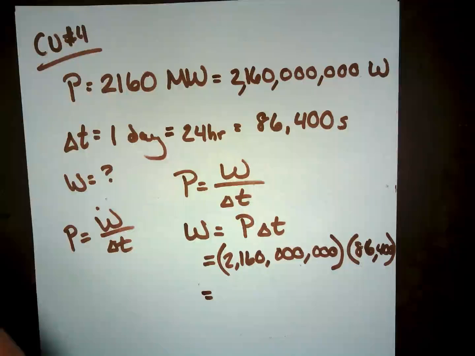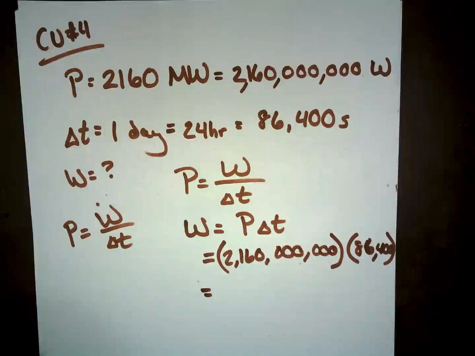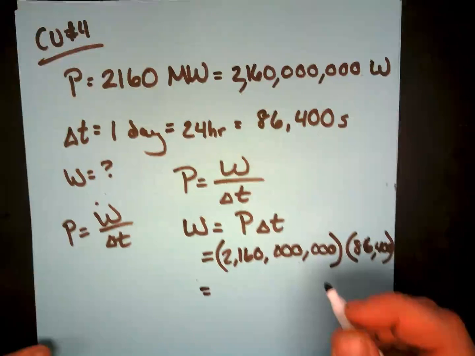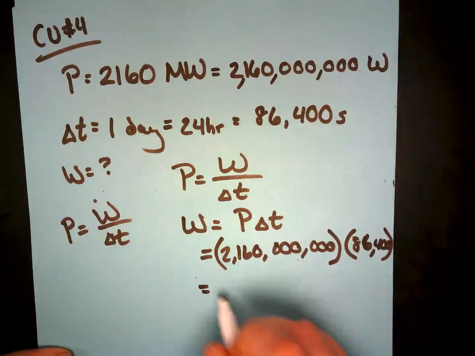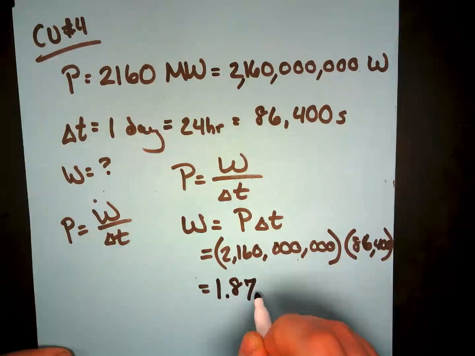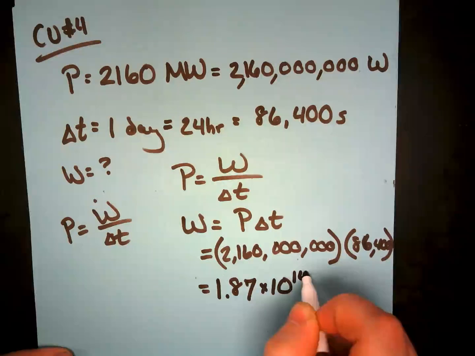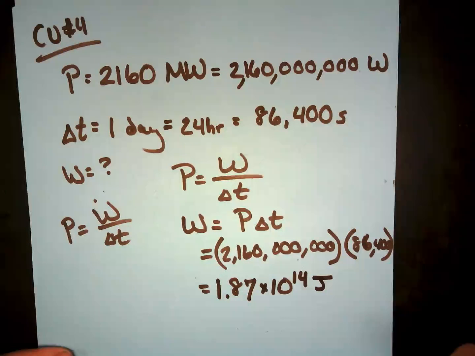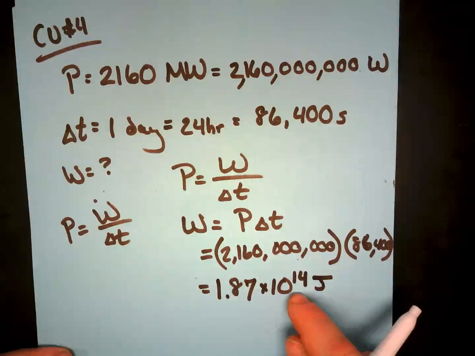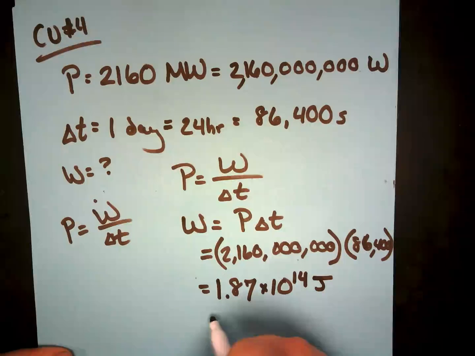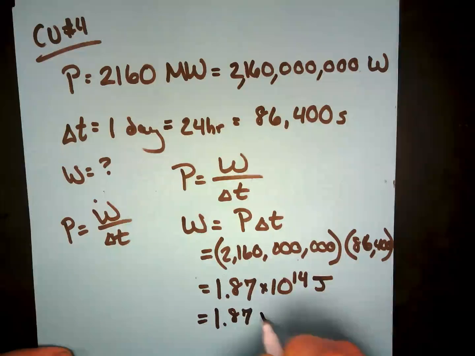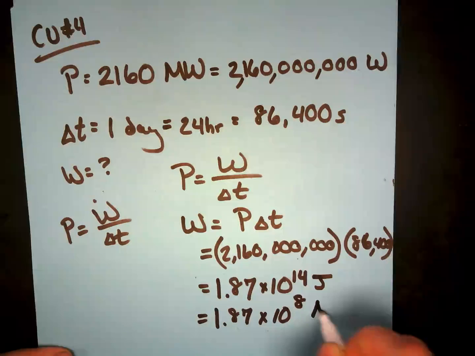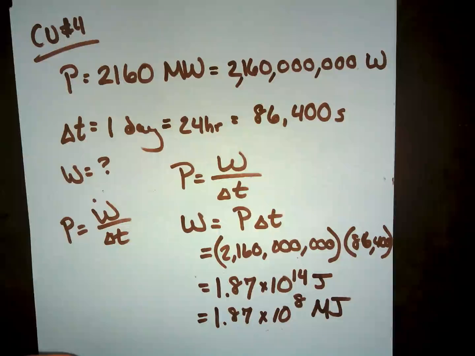2.16 times 10 to the 9th times 86,400, which is then going to give us 1.87 times 10 to the 14th joules. And it doesn't say here how much energy in megajoules. So if it needs to be in megajoules here, then it's just going to be 14 minus 6. So then it'd be 1.87 times 10 to the 8th power megajoules, MJ.